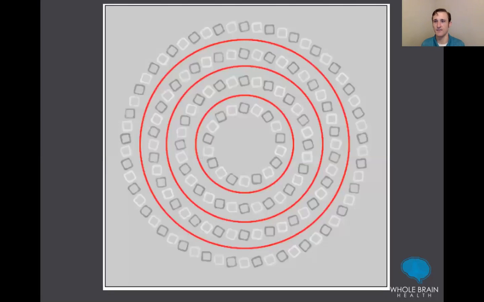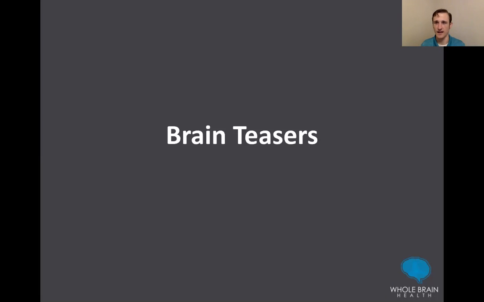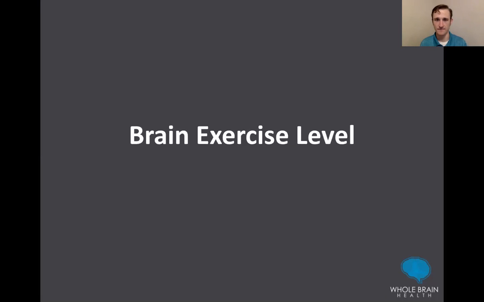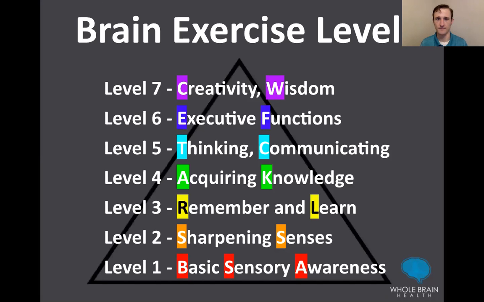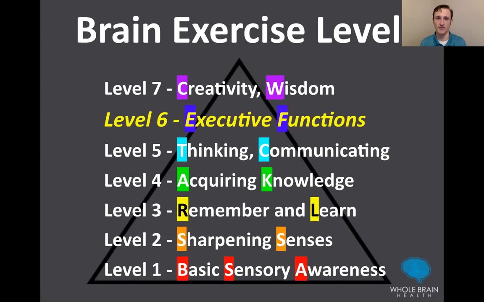Okay, so that's the end of our optical illusions. And we're going to go on to some brain teasers to see if you can exercise more of your executive function. And here's our exercise pyramid, exercise level pyramid. And which level do brain teasers fall on? It's going to be level 6.